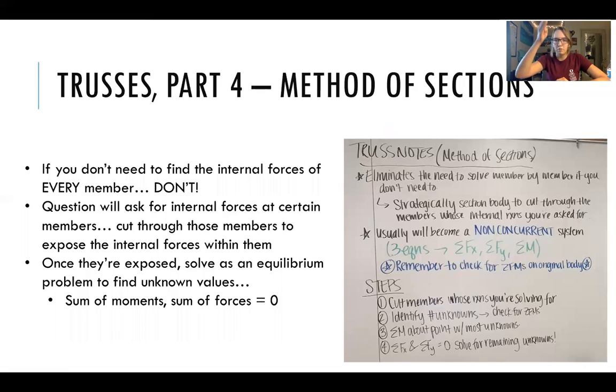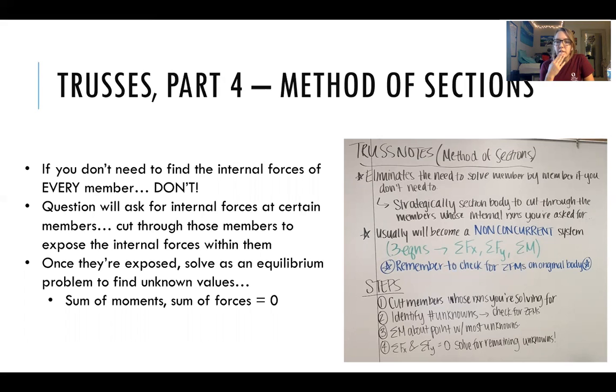So by cutting through that member and then navigating through to the other end of the truss, you're able to expose the internal forces that you care about without exposing every single other one that you don't care about, right? You're going to expose a few because that's the nature of solving a problem. You're going to have more than one unknown, hopefully. But you're going to essentially expose only 3 or fewer unknowns by doing that.